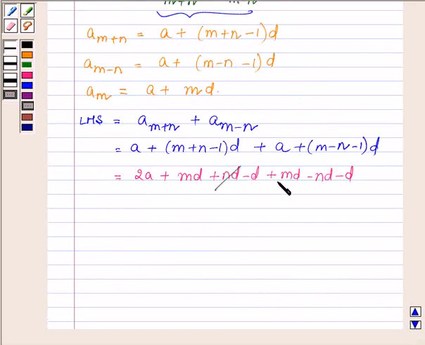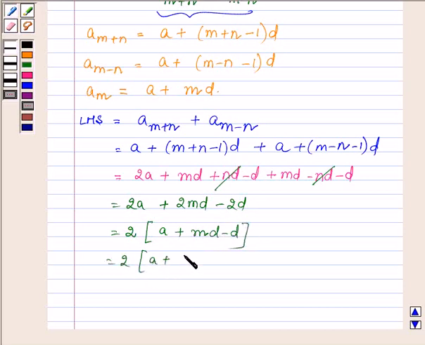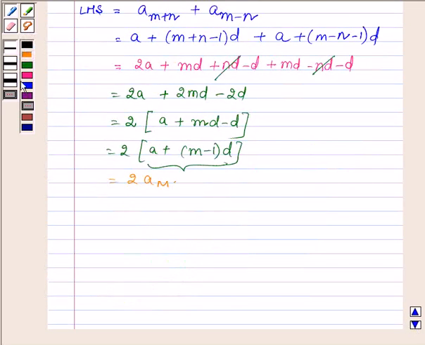Now plus nd cancels out with minus nd and we have 2a plus 2md minus 2d, or we have 2 times (a plus md minus d), or we have 2 times (a plus (m minus 1) into d), and this is the mth term of the AP. So this is equal to 2 times a(m).